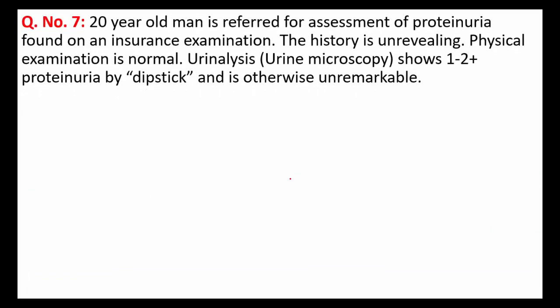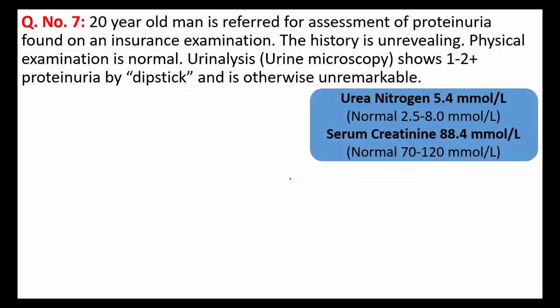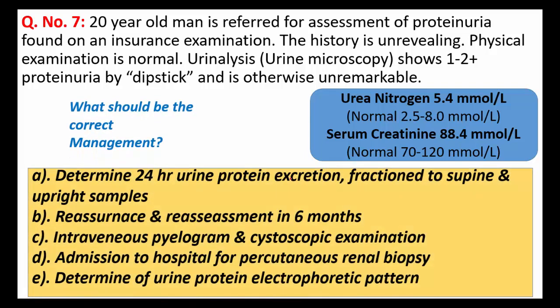Now a 20-year-old man is referred for assessment of proteinuria found on an insurance examination. The history is unrevealing. Physical examination is normal. Urinalysis shows 1 to 2 plus proteinuria by dipstick and is otherwise unremarkable. This is the patient with just proteinuria and other history is unrevealing. Physical examination is normal. So what is this? Urea nitrogen is normal. Serum creatinine is normal. What would be the correct management?